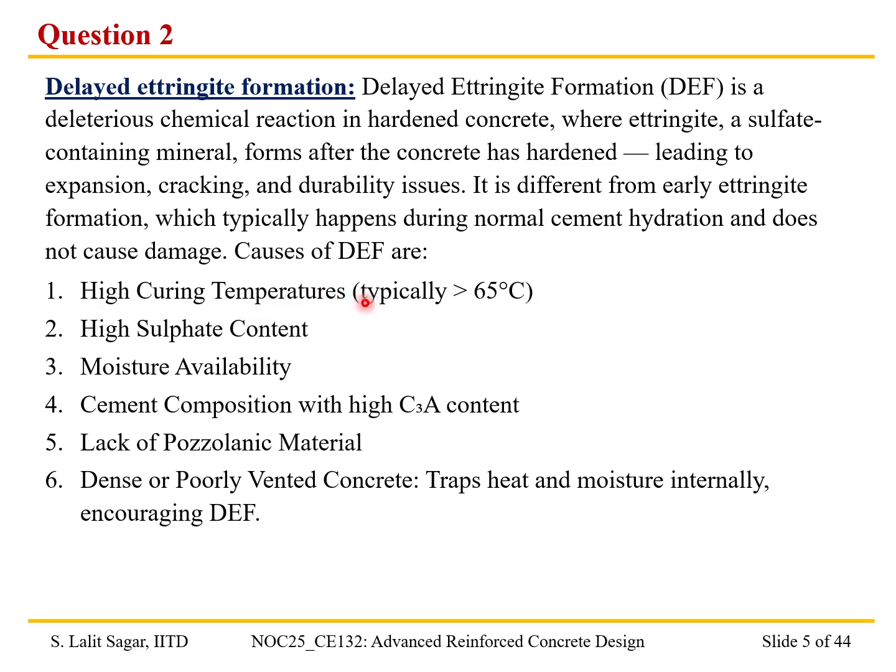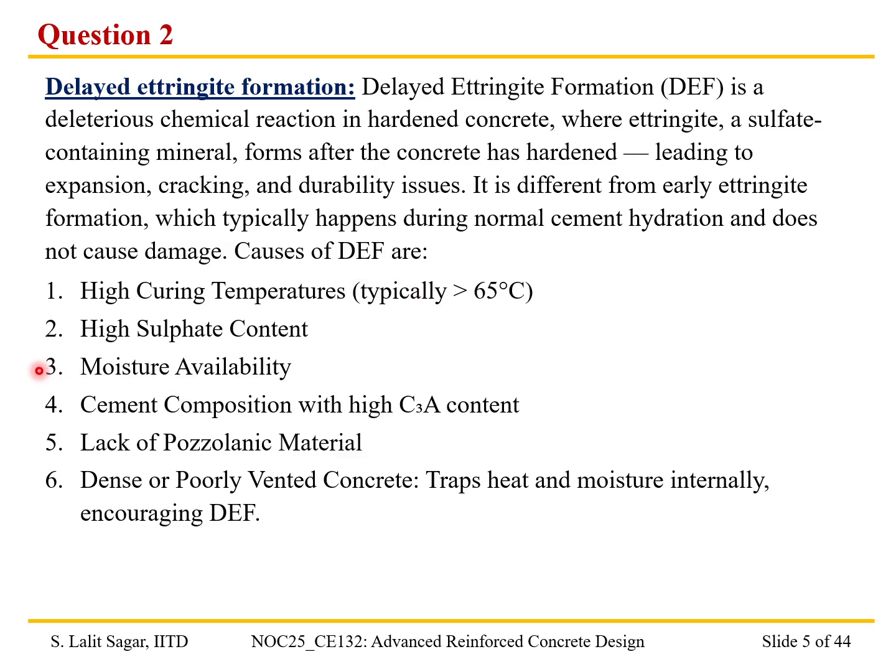So at high curing temperatures, that is above 65 degrees Celsius, we can observe this phenomenon of delayed ettringite formation. And if the cement has a high sulfate content, the concrete can have this DEF. Okay, it is prone to develop DEF at a later stage. And if there is high moisture availability, so if the concrete is exposed to a high degree of moisture, again there is a probability of DEF happening.